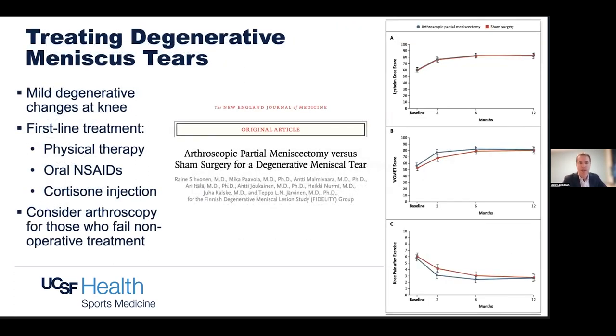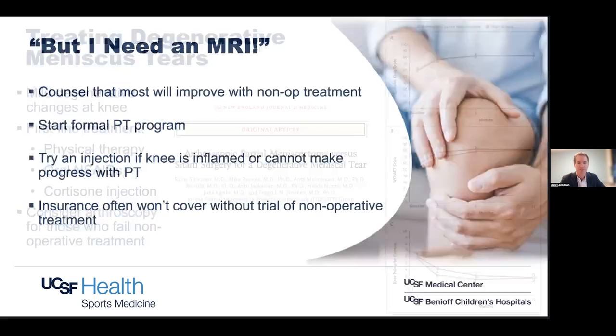For treating degenerative meniscus tears, so this is another impactful study. There's others like this, but basically, sham surgery versus arthroscopic surgery, again, have the same response. So surgery is probably not our best first-line treatment. Would recommend starting with PT, oral anti-inflammatories, and possibly a cortisone injection. And then arthroscopy can help for those who failed non-surgical treatment, but not that best initial treatment.